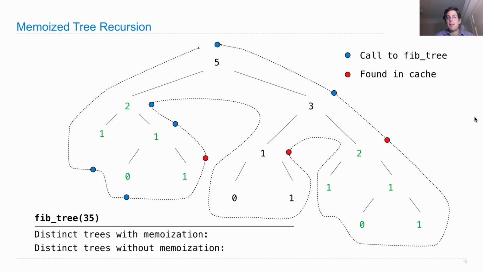Well, let's say I'm calling fibTree 35. How many distinct trees are there with memoization? There are 35 of them, one for each number. How about how many distinct trees there are without memoization? Well, we counted all those elements, and there are 18 million trees. So we're getting a huge savings by not duplicating all the work of computing these extra trees that we've already computed. Instead, we just remember them, and that saves us a lot of memory and a lot of time.